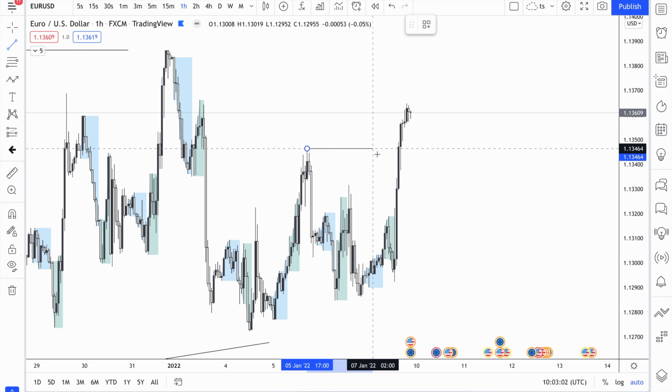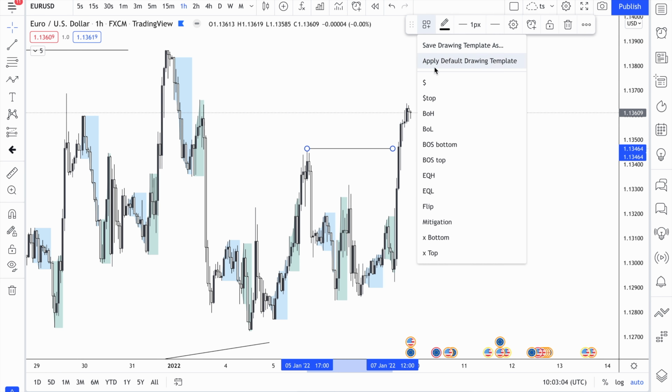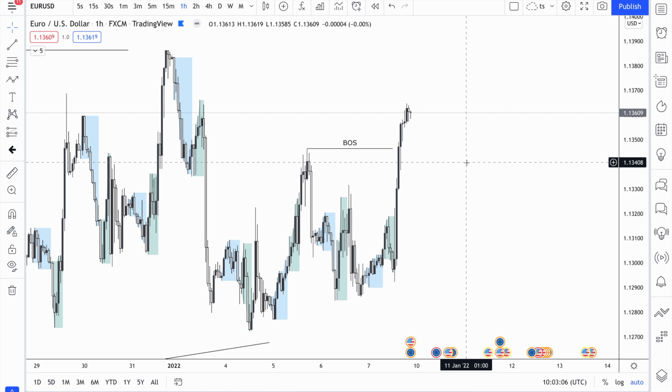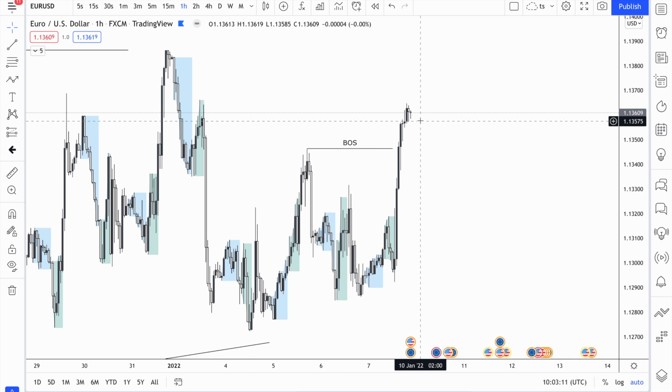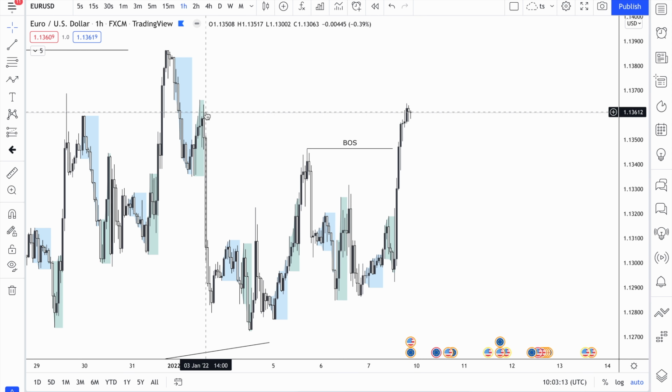Let's go with this one. So we've broken this structure, we've broken this one here. So we could potentially get a rejection from here because price did start to stall around here. However, that was the latter part of the trading day, so the volume could have just been dying down around that time in this area anyway.